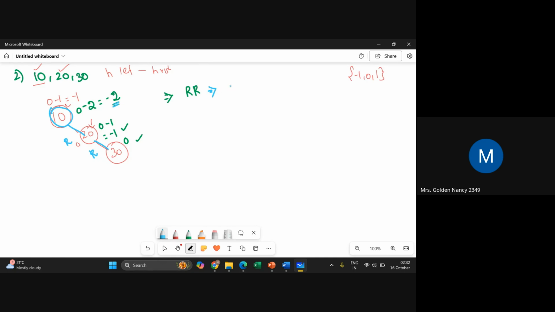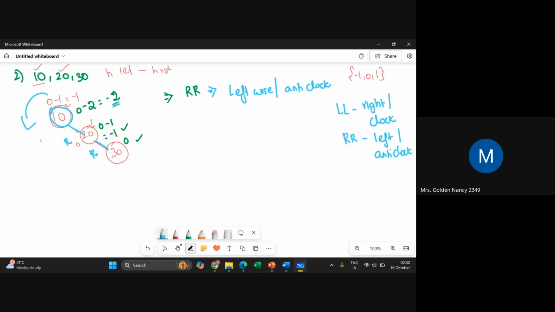For RR rotation, you have to do left-side rotation or anti-clockwise rotation. Please remember, for LL rotation you do right side, or remember clockwise rotation. For RR, you have to do left side or anti-clockwise rotation. So anti-clockwise means this side rotation.